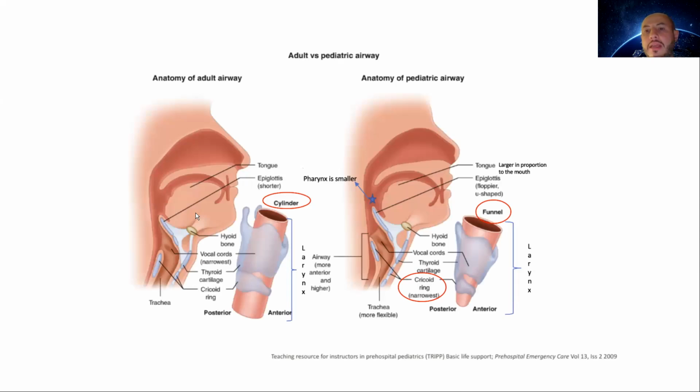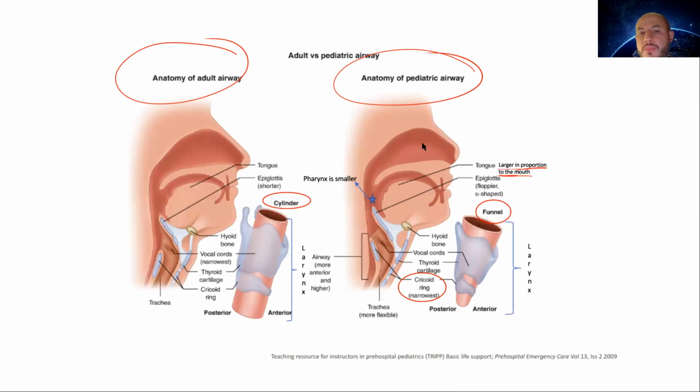The tongue in the infant or pediatric age group versus the adult age group. Number one, the tongue is larger in proportion to the mouth. The second, the pharynx is smaller in the pediatric age group and larger in the adult. The third part is the epiglottis. It's more floppy. As I said, the shape is different, a U shape in infants or neonates, then slightly flatter, and then flat in the adult.